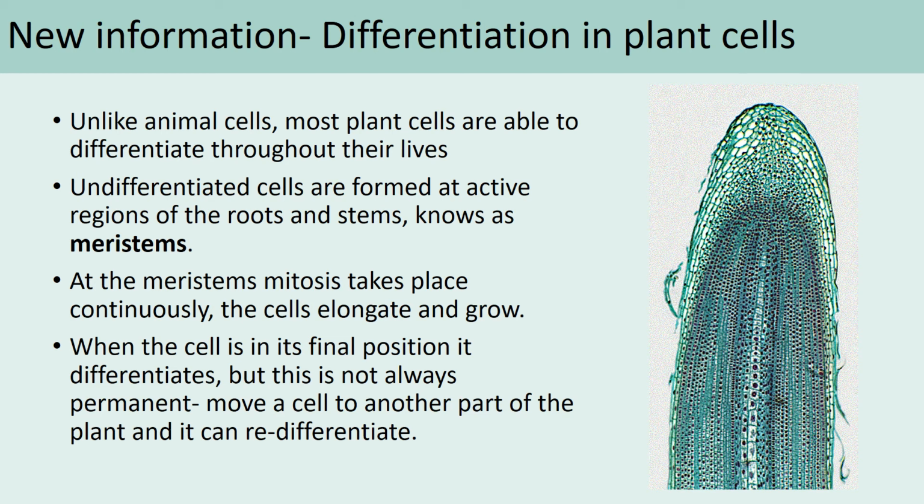When the cell is in its final position, it differentiates, but this is not always permanent. Move a cell to another part of the plant and it can re-differentiate. I said that in animals before, once you become a specialized cell, you can't go back to the stem cell, but actually in plants you can, which is why if you take a cutting of a plant and plant that up, it will start growing different cells like root cells, so they can make a brand new plant.